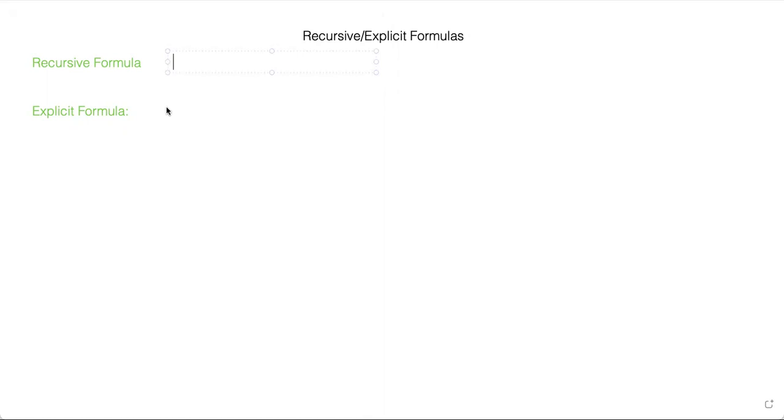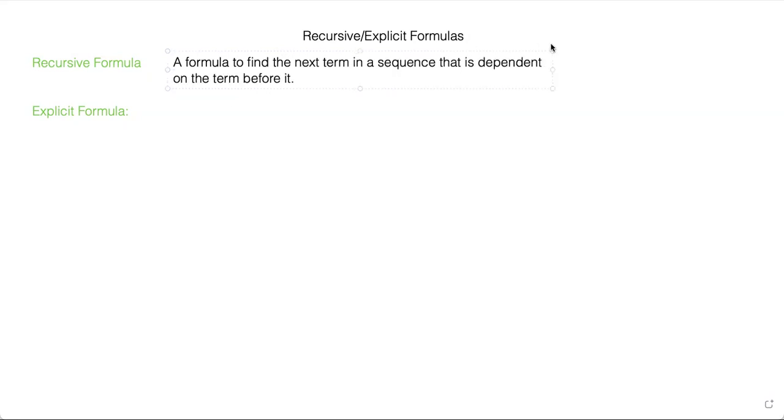So a recursive formula is a formula to find the next term in a sequence that is dependent on the term before it. So we'll get to understanding what each of this means later on in the video, but just as a brief gist, a recursive formula would be something like to find the next term, add 3 to the term before it.